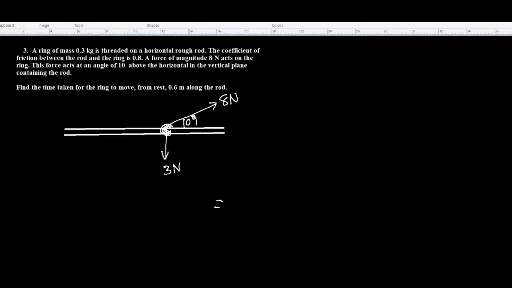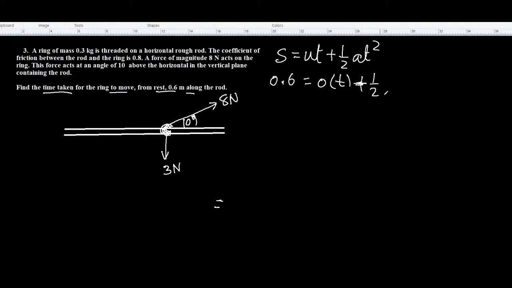Okay? Now they're asking, find the time taken for the ring to move from rest to 0.6 meters along the rod. Okay. So we know s is equal to ut plus half at squared. So we need 0.6 meters is the distance, u is 0, time unknown, that's what we have to find out, plus half acceleration we don't know, and t squared. That means acceleration is the only one that is needed so that we can find out how much time it will take. So for acceleration we should take care of the forces on this ring.